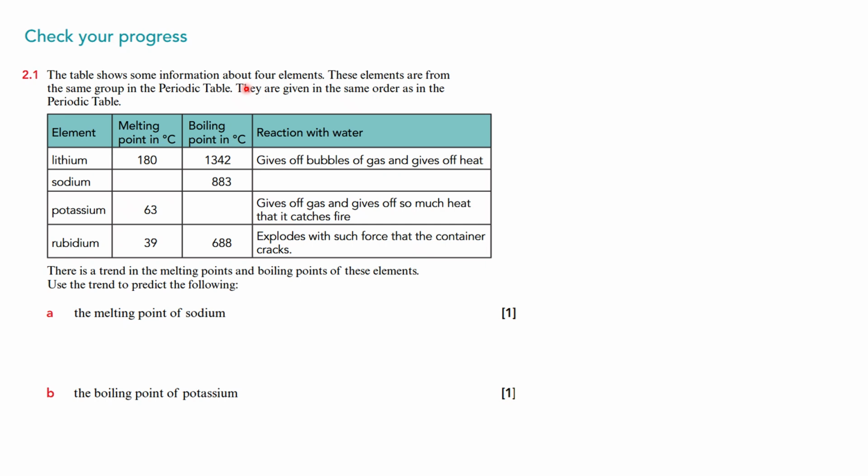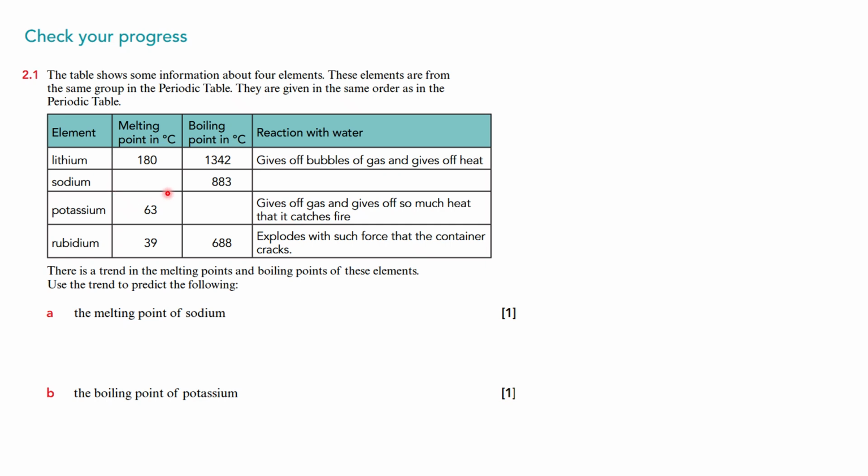These elements are from the same group in the periodic table. They are given in the same order as in the periodic table. So the information given here is very important because it will help us in solving these questions. Question 1: the melting point of sodium is. Here we are expected to write the exact melting point of sodium, but if we look at the given table, we can see that the melting point of sodium is not given.